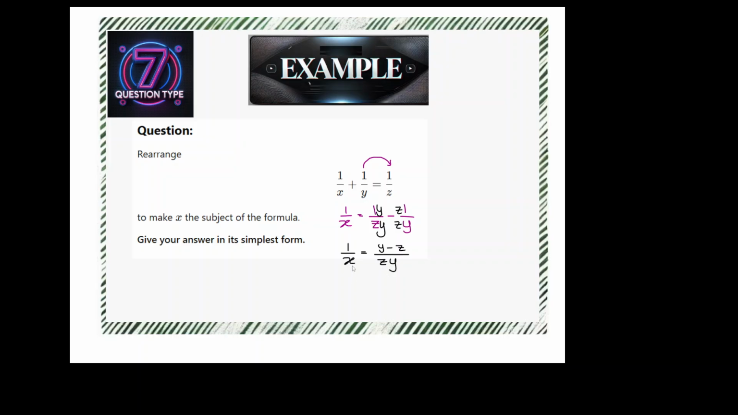Now I need to make x the subject, not 1 over x. Well, that's quite easy. So I can take the reciprocal on both sides. Now 1 over x becomes x over 1, or just x. zy goes to the top, y take away z, and this is the final answer.